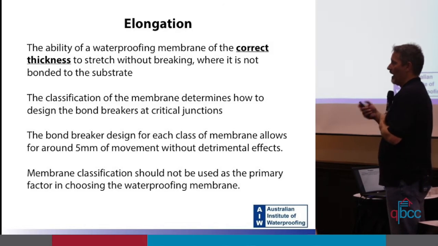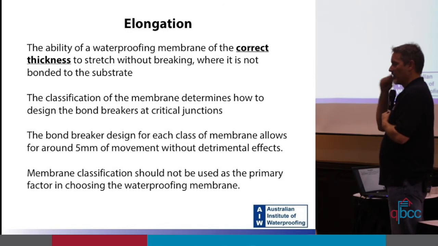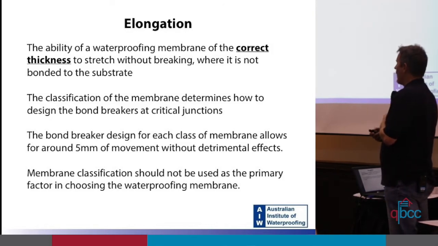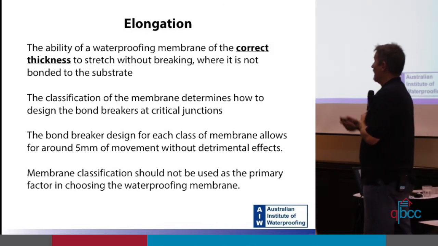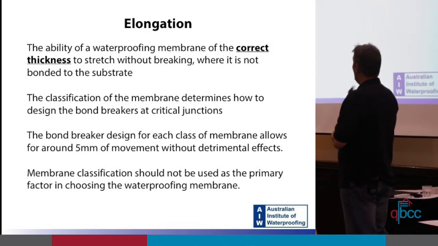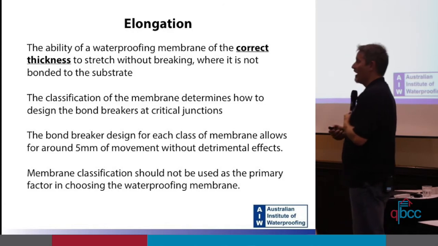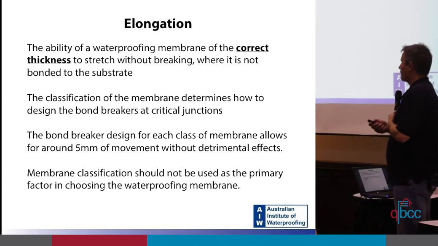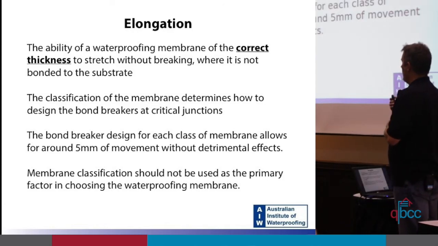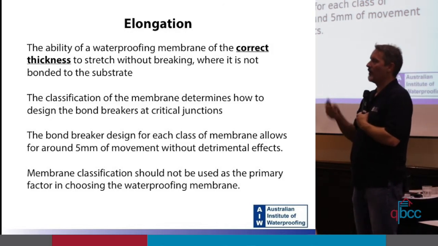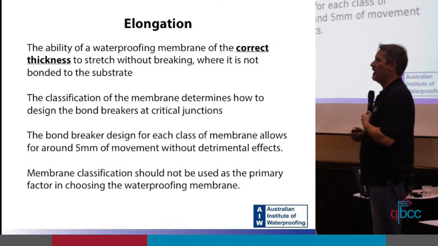Okay, so you'll hear us talking about bond breakers. Bond breakers do exactly that. They break the bond of the membrane to the substrate so the membrane can move and stretch. So the classification of the membrane, especially internally, determines how to design the bond breakers at critical junctions. The bond breaker design for each class of membrane allows for around about 5 millimetres of movement without any detrimental effects to the membrane.